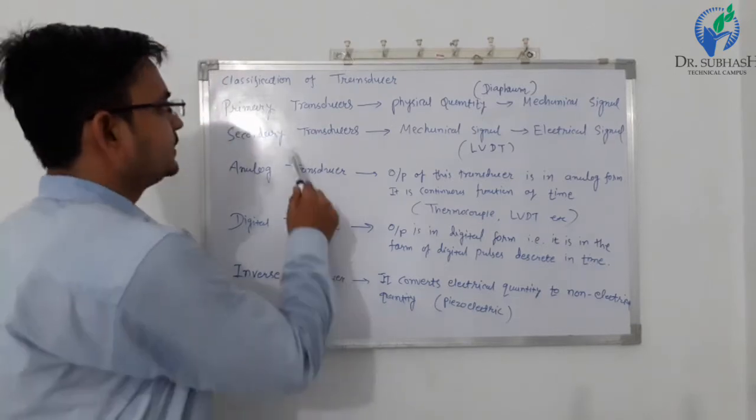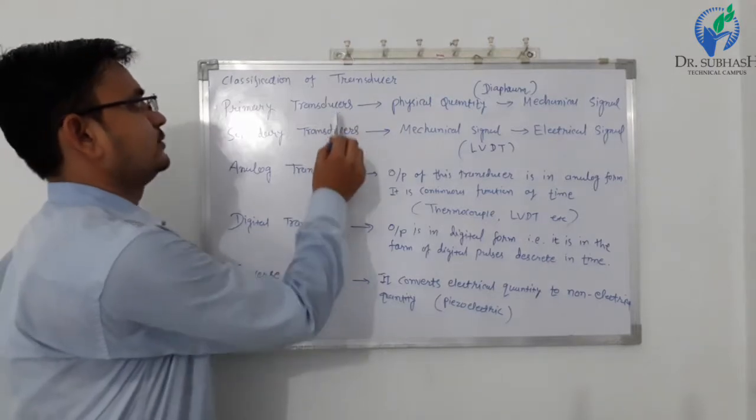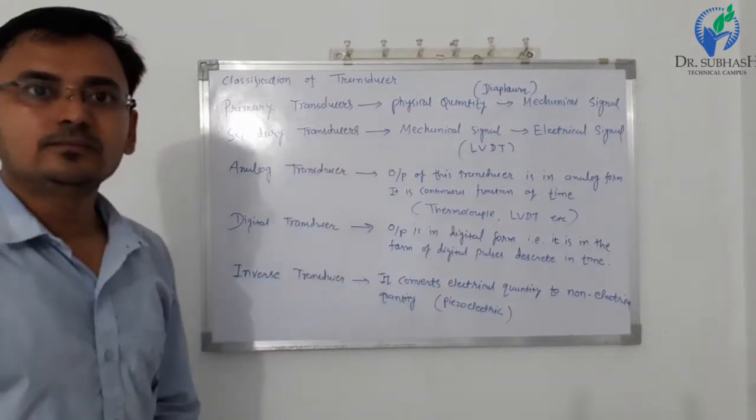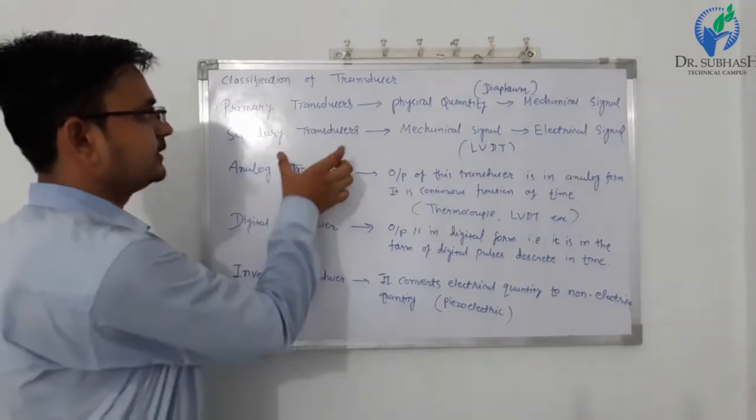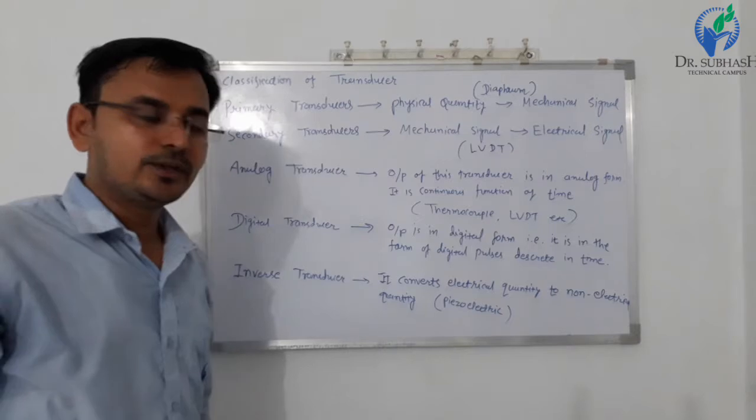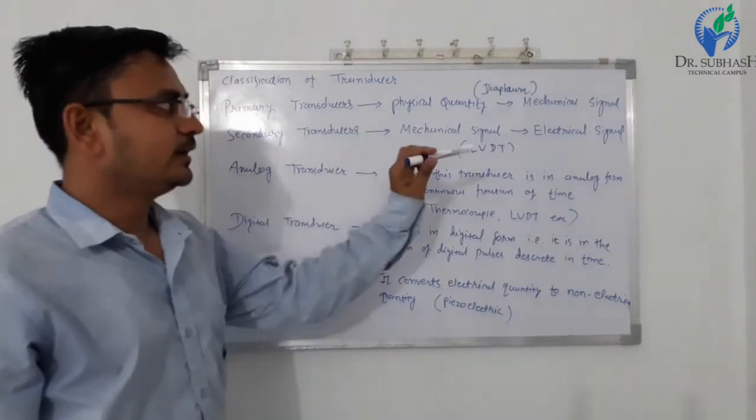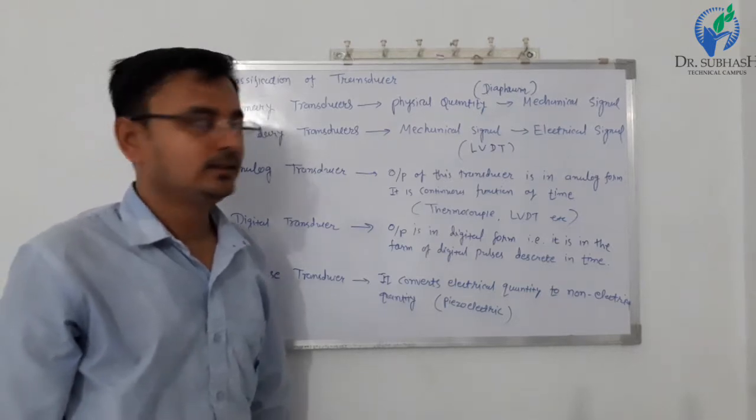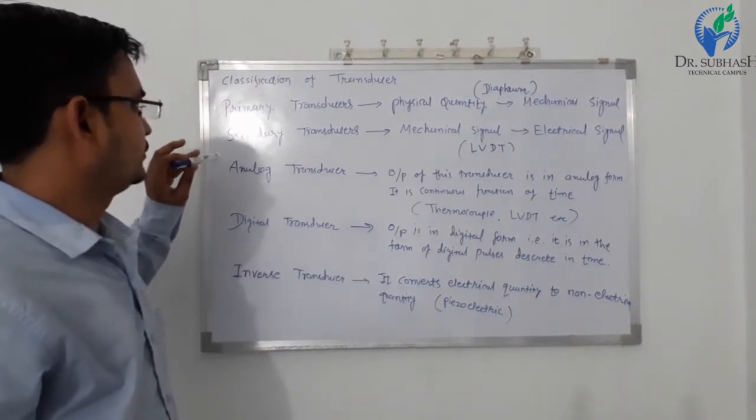So this is the secondary transducer, and both these transducers work in a single instrument. It means there is first a primary transducer and then we use a secondary transducer. So using these two-way conversions, finally we get an electrical signal. So these are the primary and secondary transducers.